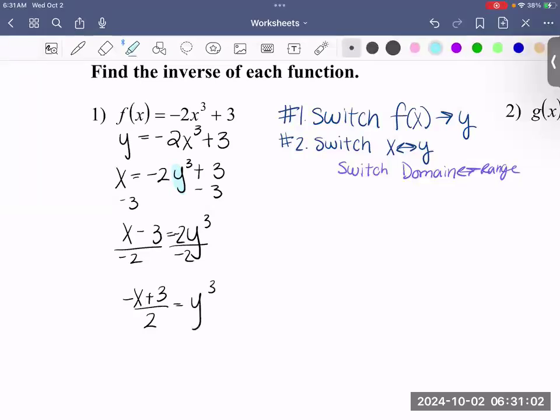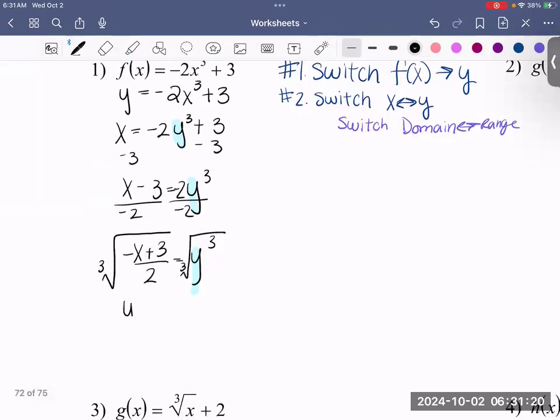So now let's go ahead and solve for your y. Now that y is all alone on one side, we still have to deal with the cube. So let's lose the cube by doing the opposite. We're going to cube root your function. So now y is equal to the cube root of negative x plus 3 over 2.